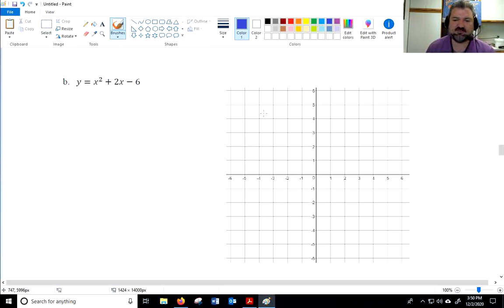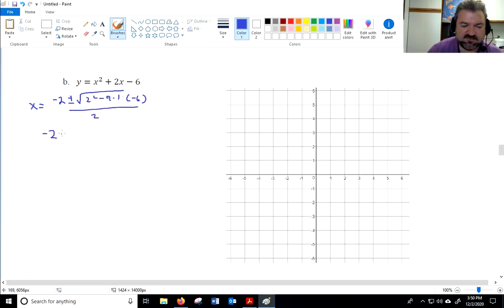All right, let's go over how we would do this one. We have x squared plus 2x minus 6. I don't think that's going to be factorable, so we'll have to just do the quadratic formula. x equals opposite b plus or minus the square root of b squared minus 4ac, all over 2a. So this is negative 2 plus or minus the square root of 4 minus 4 times 1 times negative 6. Minus times minus is going to be a plus. That's 4 plus 24. So this is negative 2 plus or minus the square root of 28 over 2.